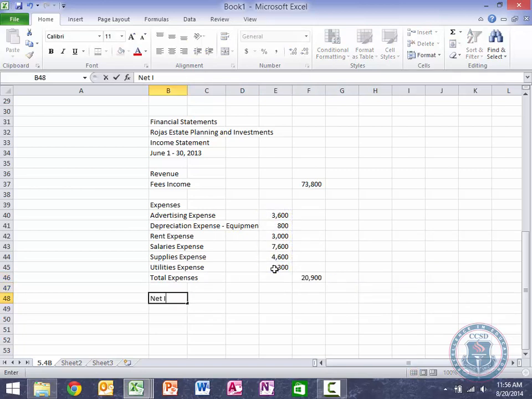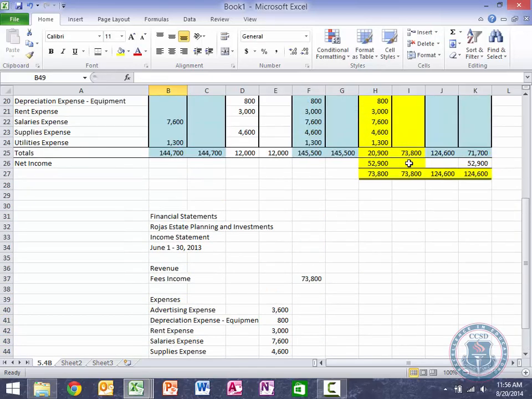So my net income equals this minus this. 52.9. Where have I seen that number before? Here it is, right here. 52.9. Bam. I did it right.